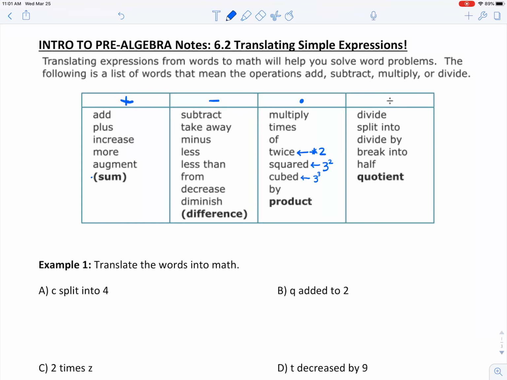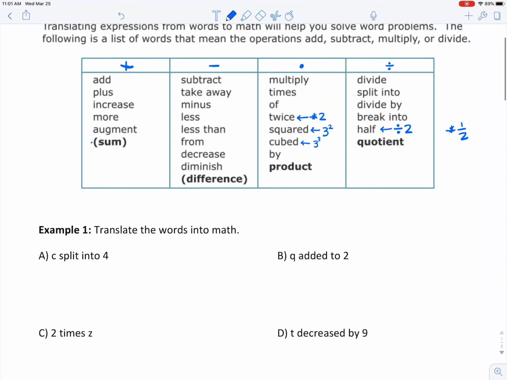Okay, the words that mean the same as divide are split into, divide by, break into, half, and quotient. And half is the same. It's like saying divide by 2, which actually, another way to write that is like multiplying by 1/2. And I will talk about that one in a little bit.